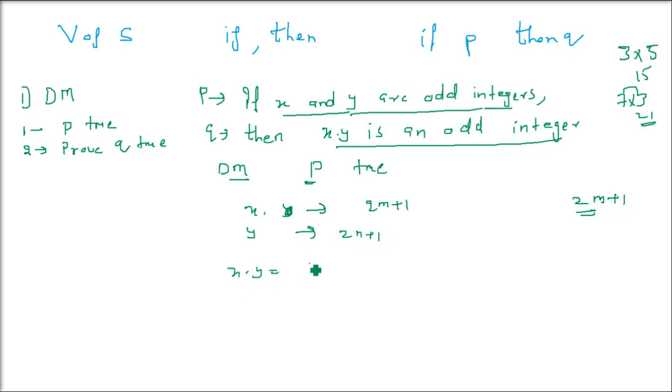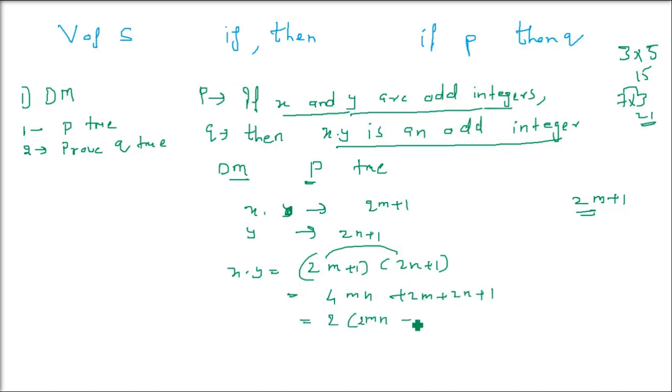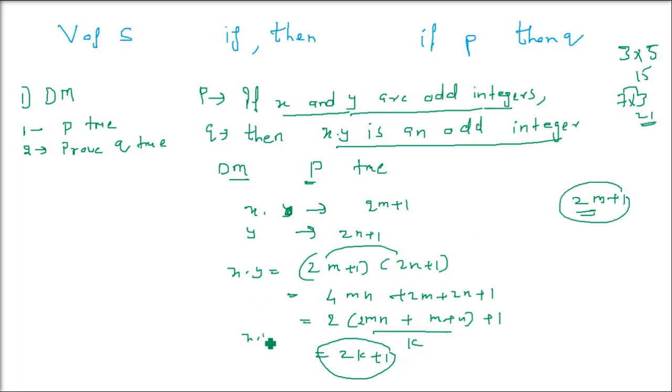This is x and y, and just multiply x dot y. So what is xy? (2m plus 1) into (2n plus 1). Multiply them. Okay, this is 4mn plus 2m plus 2n plus 1. Now, how can you write this? Take 2 outside. You can write 2(2mn plus m plus n) plus 1. Now this whole you can take as any constant. This is also a constant, 2k plus 1. So what do you see? When you assume P to be true, x dot y is an odd integer. So you have proved Q to be true.